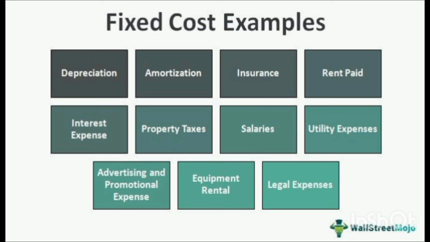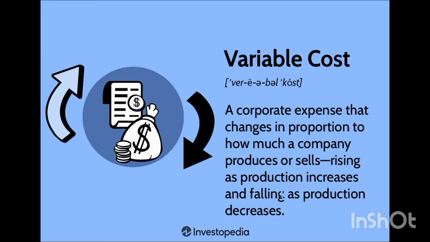These are examples: depreciation, amortization, insurance, rent paid, interest expense, property taxes, salaries, utility expenses, advertising and promotional expense, equipment rental, legal expense. So these are the fixed costs. For example, if you are making anything, the rent you have to pay is the same whether you are making 100 pieces or 200 pieces. But variable cost is the expense that changes in proportion to how much a company produces or sells, rising as production increases or falling as production decreases.